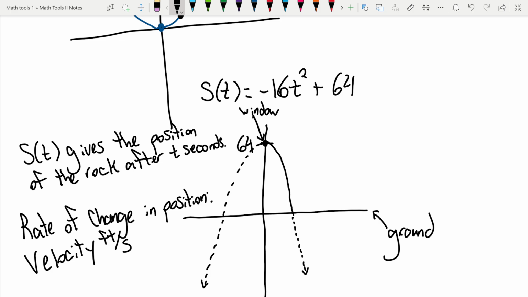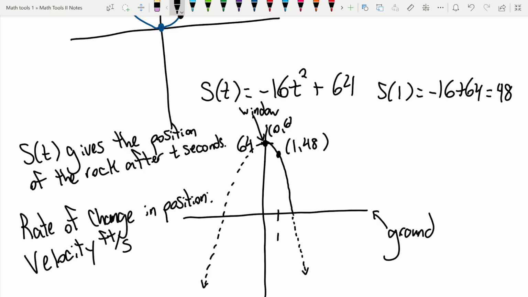So in other words, you're looking at some quantity in feet divided by some quantity in seconds. If we wanted to know the velocity between 0 and 1, for example, first of all, where is this function at 1? Let's do s of 1. s of 1 is negative 16 plus 64, so it's going to be 48. So this point is at (1, 48), and this point, of course, is at (0, 64).